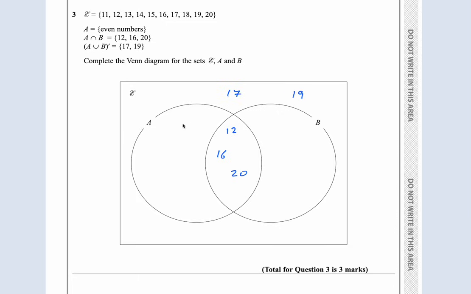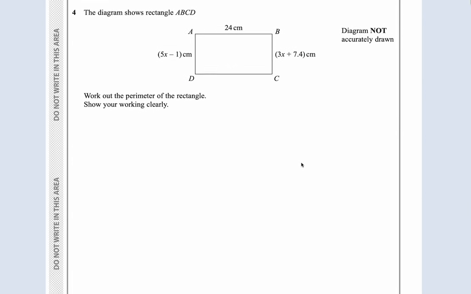And then A is even numbers. So the rest of the even numbers must go here. So I have 12, 14, 16, 18. Oh, that's it, 14 and 18. And then the rest of the numbers, whatever's left, has to go here. So we have 11, we have 13, and we have 15, and that's it. Okay, that's question 3. Question 4.